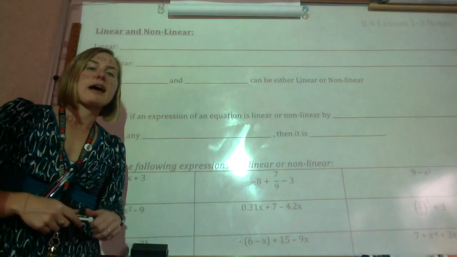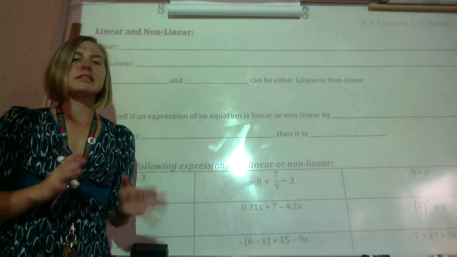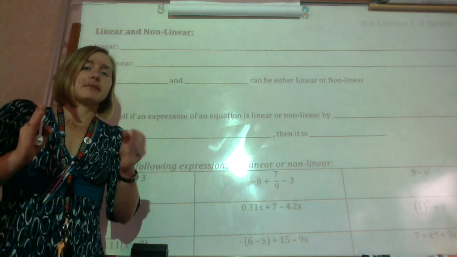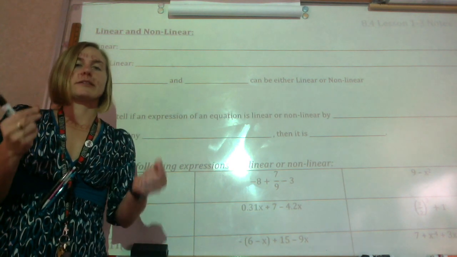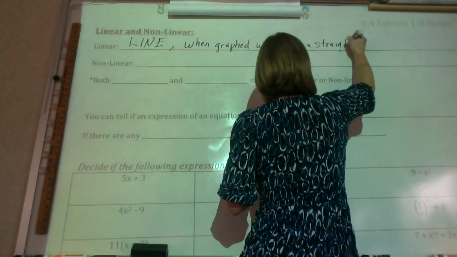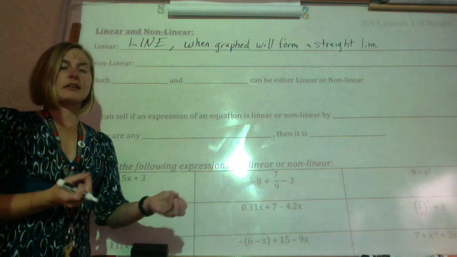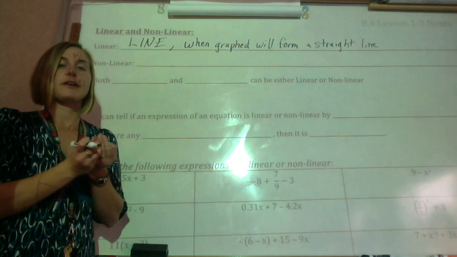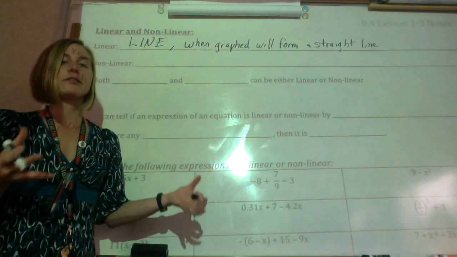Now we're going to take a look at what it means if something is linear or nonlinear. Those sound like very complicated words, but it's actually very simple. Linear means line, essentially. So it means if I graph it, it will be a straight line. So let's get that down. We're, of course, talking about equations: if I graph this equation, it's going to give me a straight line. The actual lines themselves can be defined as linear or nonlinear, if they're straight or not. If they're curvy, then they're nonlinear.